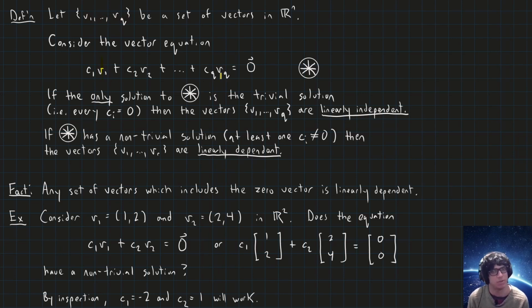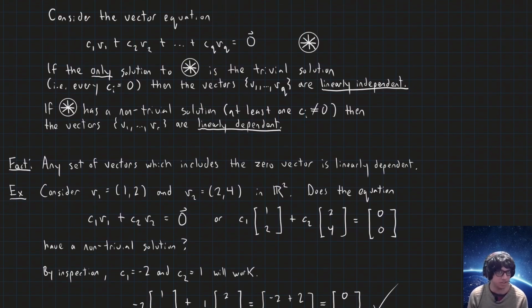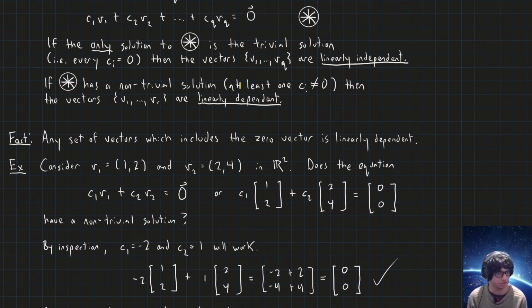How can I come up with a non-trivial solution then? Here's what I do. I set c2, c3, all the way up to cq, all equal to 0. So all of this goes away. And I set c1 equal to, say, 5. Then it's going to be 5 times the zero vector, which is just the zero vector, right? So if the zero vector is among the v's, it's easy to come up with a non-trivial solution, and therefore that set is dependent.